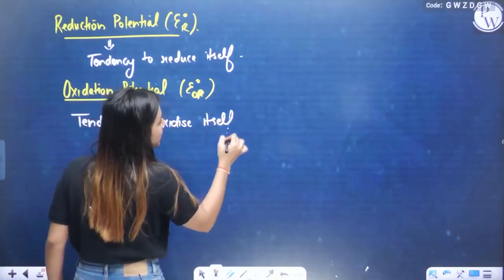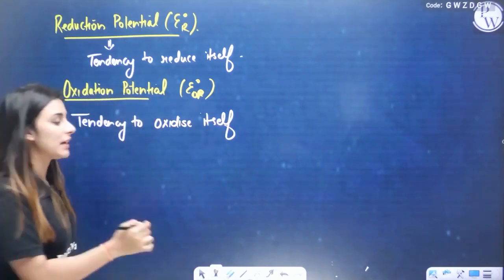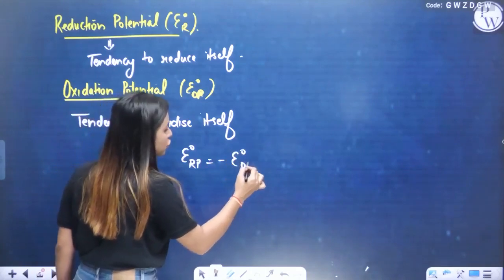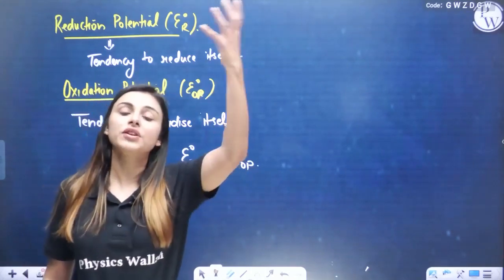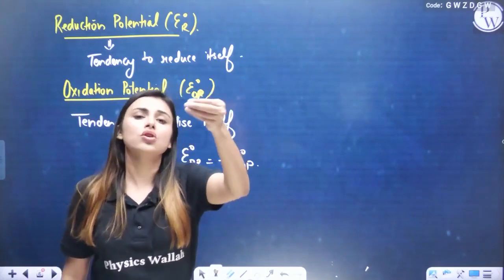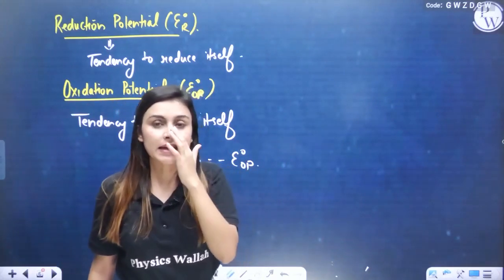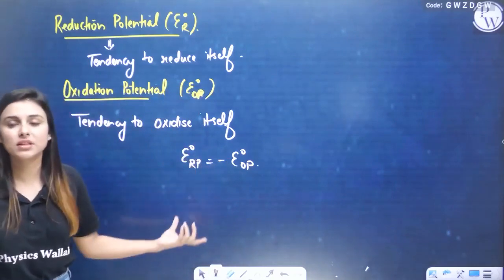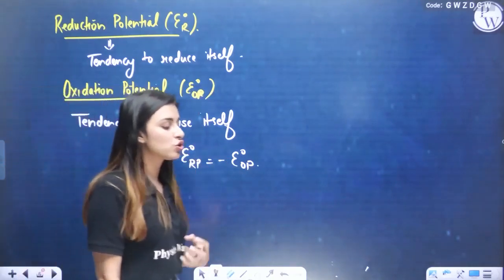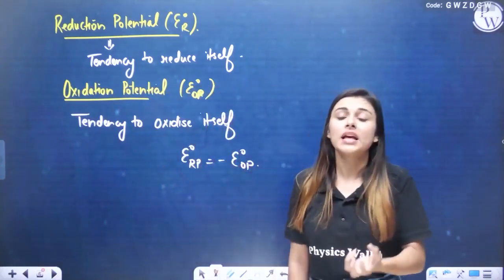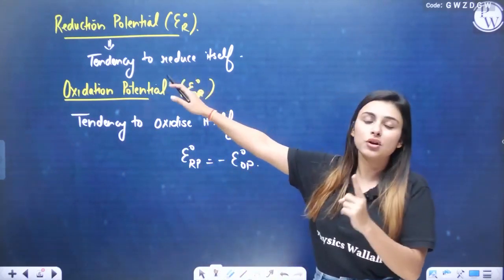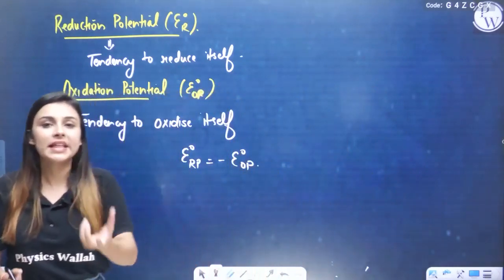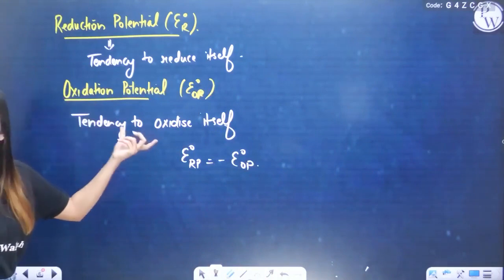Also, we studied that the reduction potential is always the negative of the oxidation potential. So if an element has a higher reduction potential, then definitely its oxidation potential would be less. If an element wants to get reduced, to gain electrons, it will have a higher reduction potential. If an element wants to get oxidized, to lose electrons, it will have a higher oxidation potential, right?